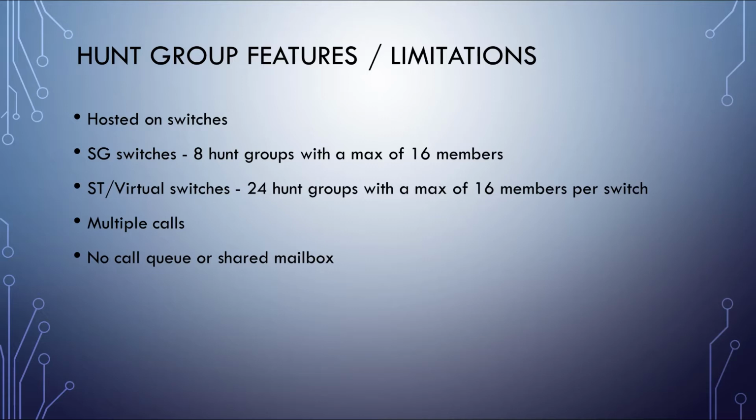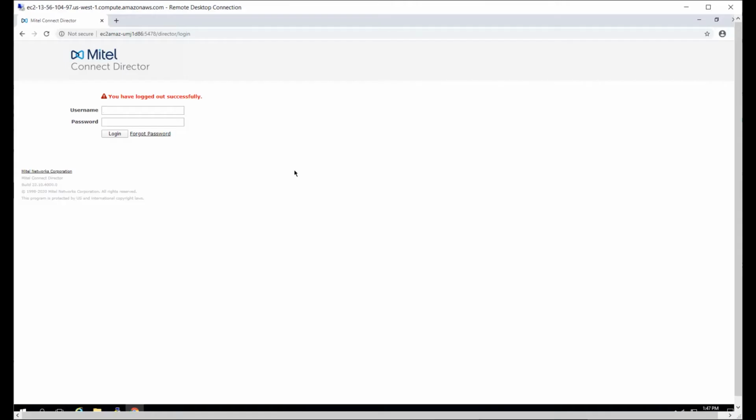Hunt groups allow the users in the hunt group to take multiple calls. This would be a good application for an operator or a receptionist, somebody that's taking several calls and can answer several calls at a time without having to log in or log out. One of the limitations of a hunt group is that there's no call queue or shared mailbox, although you can set the call forward and user busy destinations to different destinations, which we'll go through during the programming of the hunt group.